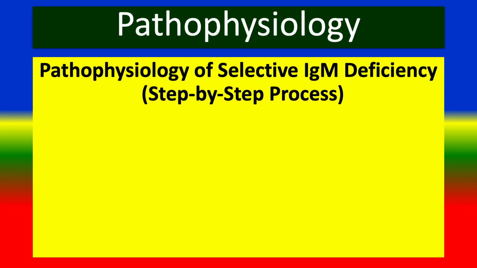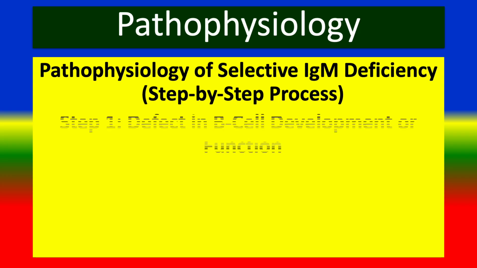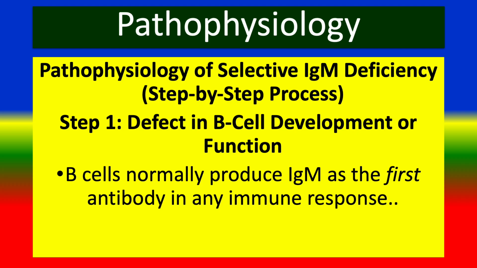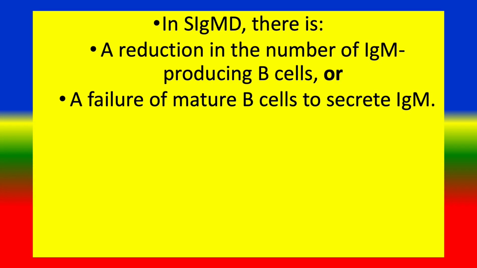Pathophysiology of selective IgM deficiency. Step-by-step process. Step 1. Defect in B cell development or function. B cells normally produce IgM, the first antibody in any immune response. In SIgMD, there is a reduction in the number of IgM producing B cells or a failure of mature B cells to secrete IgM.